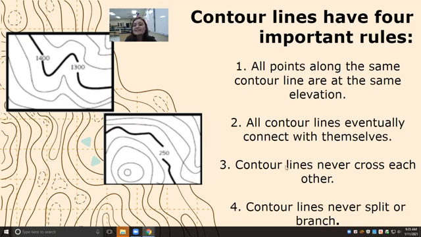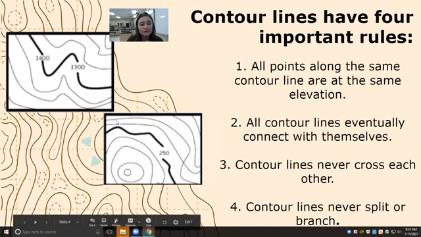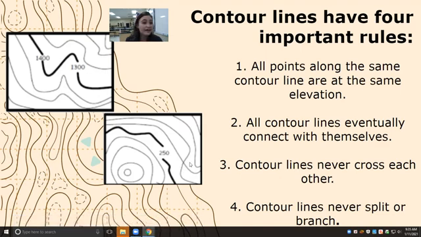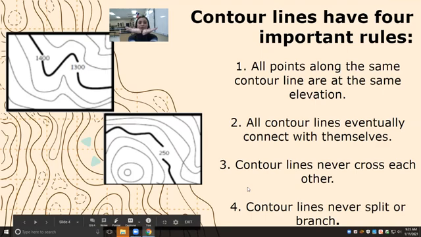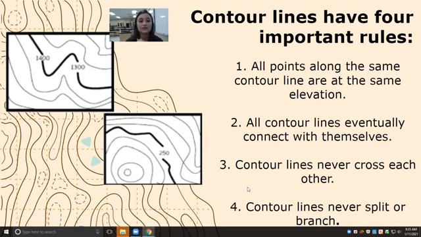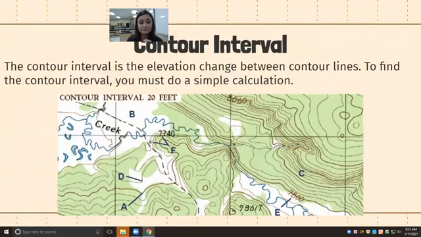And then contour lines never, ever cross each other. And that makes sense because everything along the same contour line has to have that same elevation. So if we look at this map right here, we see that 2 of these contour lines are crossing each other. That is a big, big no-no because that would mean that this one point has 2 different elevations, which is just not possible there. And contour lines will never split up or branch off from one another. It will always just remain one line that does not touch the other lines.